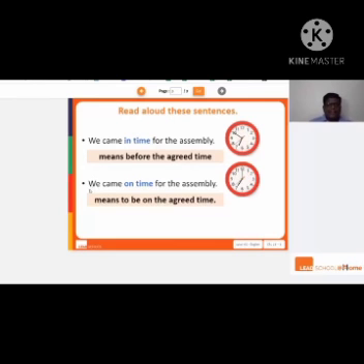So let's look at the second sentence. We came on time for the assembly. So when is the assembly? 7 o'clock. What is the time now? 7 o'clock. So this means to be on the agreed time. We go exactly on the time. Not earlier to that nor late to that. So whatever the agreed time, we go at that time. So that is called as on time.